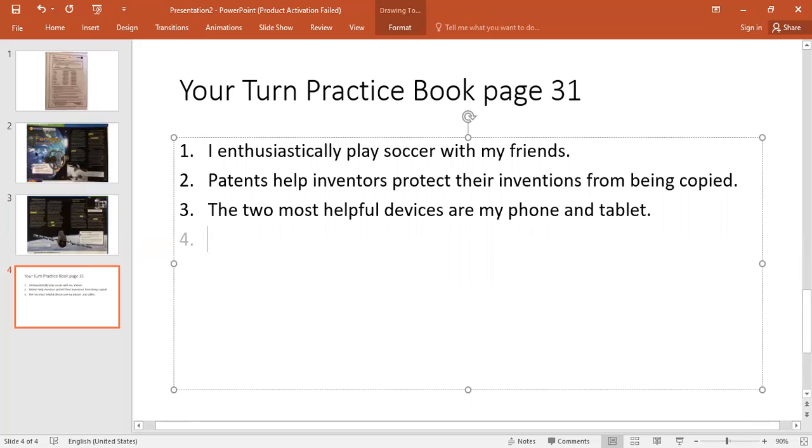All right, number four, name something that recently captivated your imagination. We said when you are captivated by something, you are influenced by it, or it inspires you in a way. So we wrote, my imagination was captivated by the movie I saw last week.